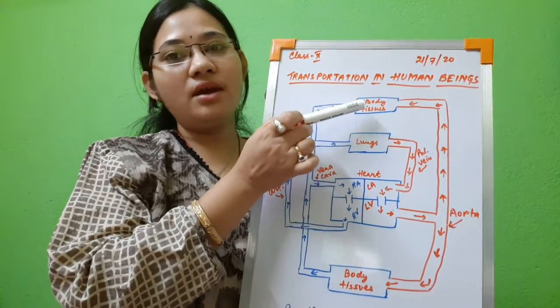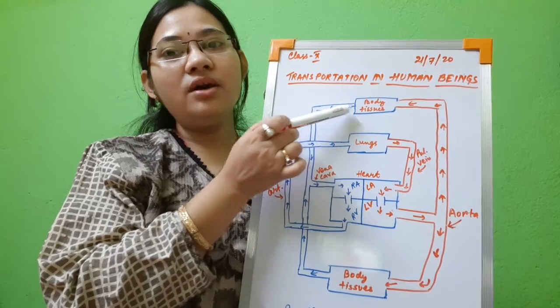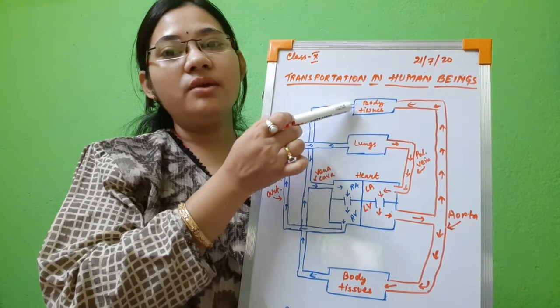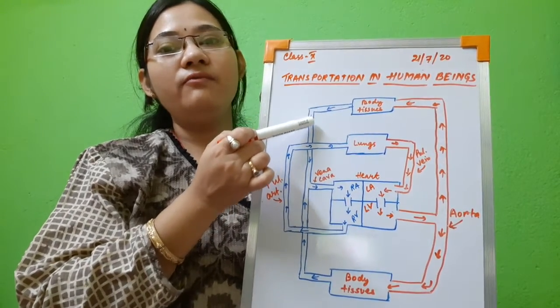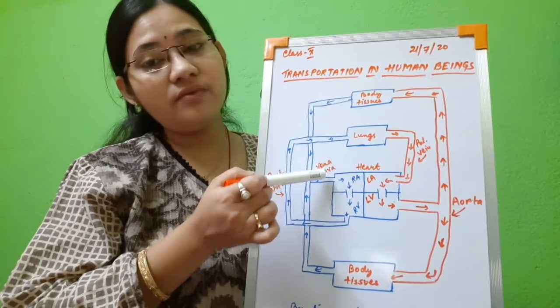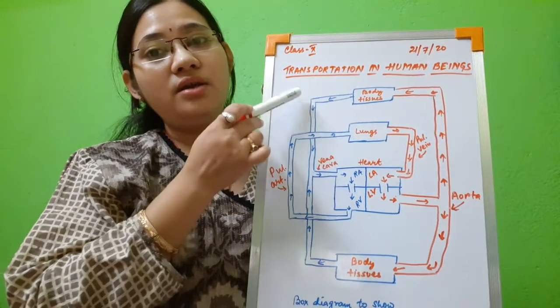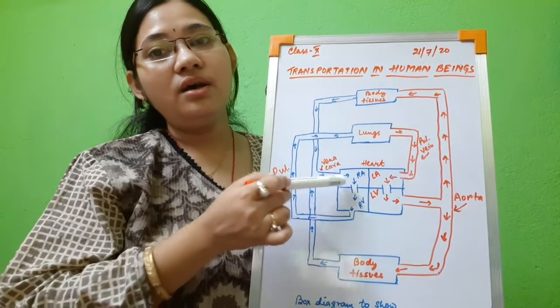Again the capillaries are found in the body tissues. They will now become venules, then they will become veins and then they will become vena cava, and in this way they will again carry that deoxygenated blood back to the heart.